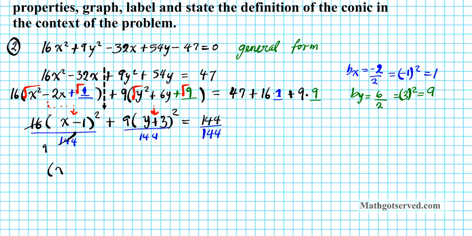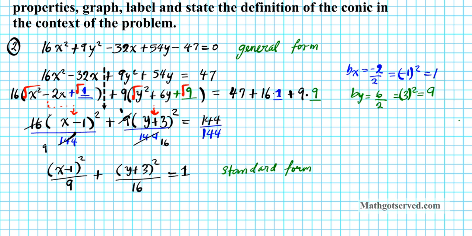So we have x minus 1 quantity square over 9 plus, then 9 goes here 1, 9 goes into 144 16 times. So for the y world, we have y plus 3 quantity square over 16 equals 1. This is excellent because by dividing by 144, we also got rid of the coefficients in front of the parentheses. So now we have the standard form.